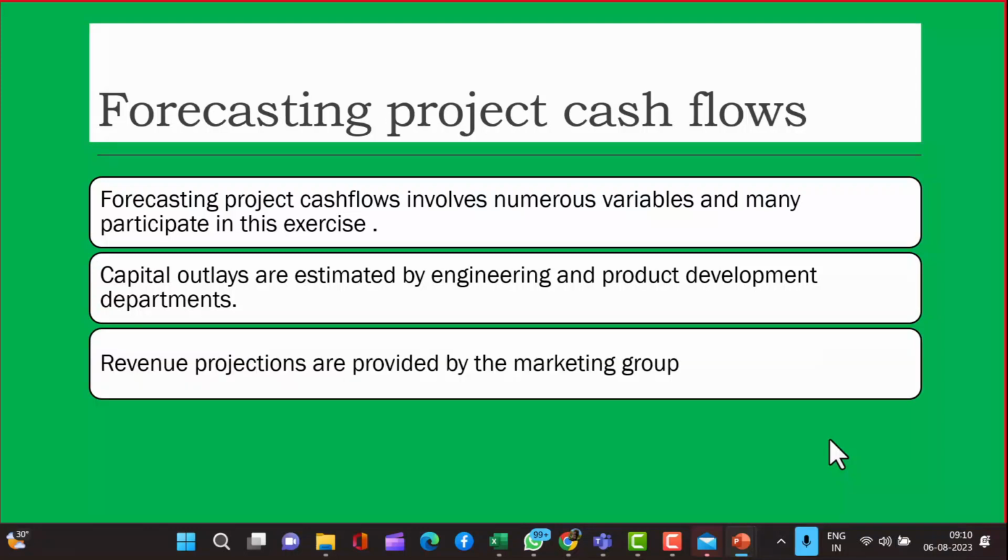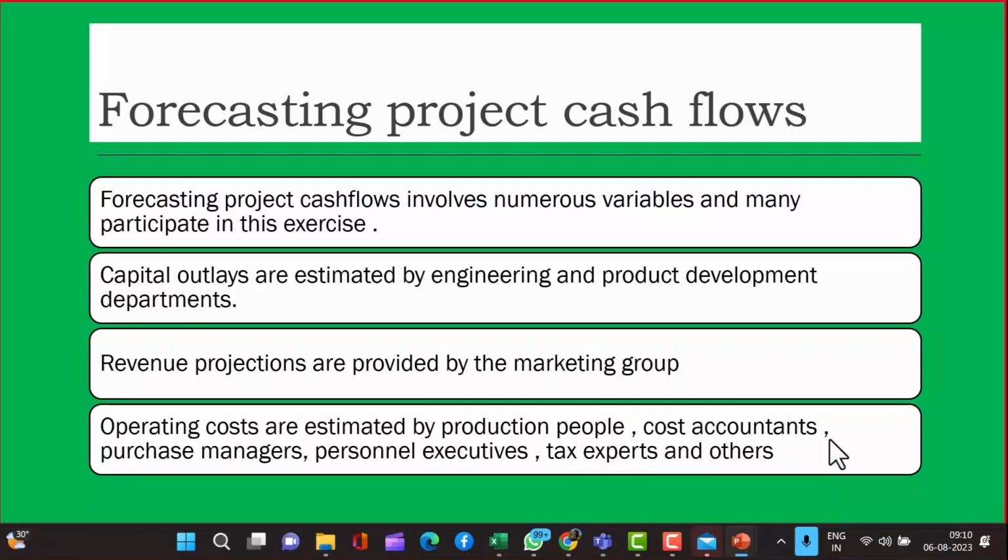Revenue projections are provided by the marketing group. So you look at the marketing people. Again in telecom, I used to ask the chief marketing officer what the new customers, the new connections he'd be bringing in, how many new people would be subscribing to our network, and how many more mobile customers we'd be getting. And on that basis, we'd make revenue projections.